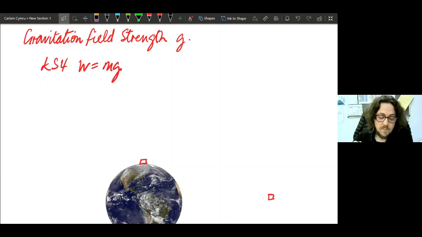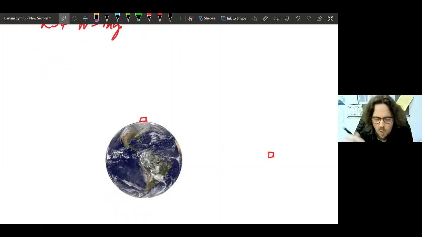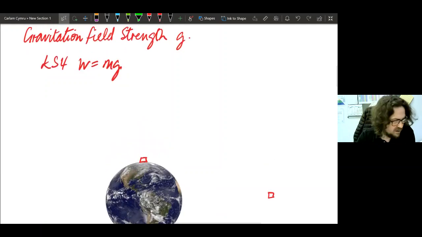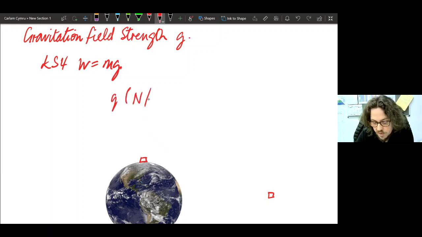So moving on then. Gravitational field strength: if you remember from key stage four, you had this formula, W = mg. And I suppose we're going to be expanding on that now and taking it one step further. So what does that mean? Well, we know that g is measured in newtons per kilogram, and so much of what we need to know about it is locked up in that unit of measurement.